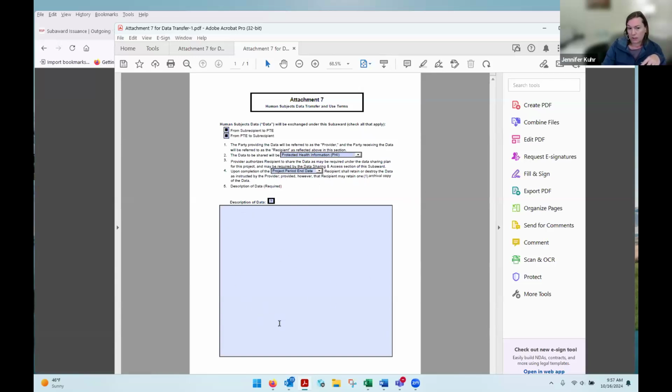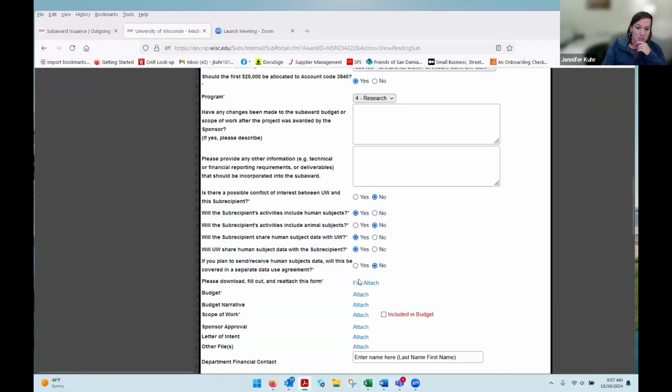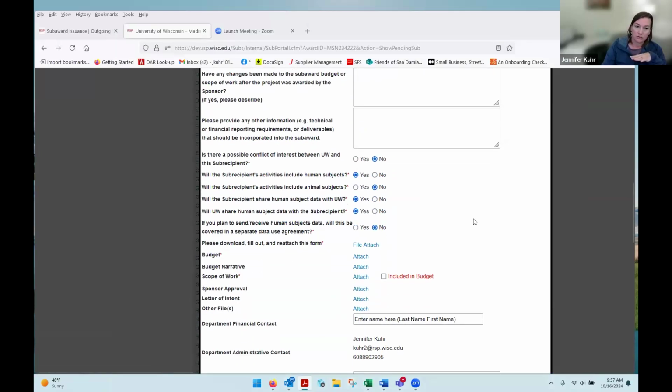So we ask that you complete this form and then upload it to the subaward request, and then we will include this in with the agreement. So they would just attach that document here. This is only if you have human subject data that you're swapping back and forth with an entity. Generally, we see this on NIH awards where this makes sense to use this form. But if you're using some sort of separate data use agreement, then you don't need to complete attachment 7.